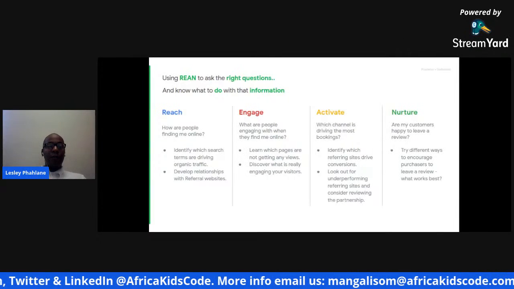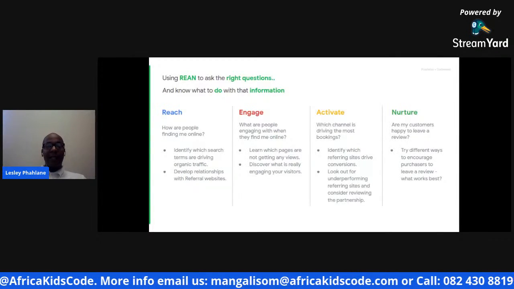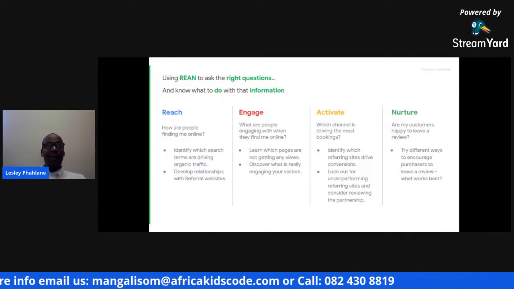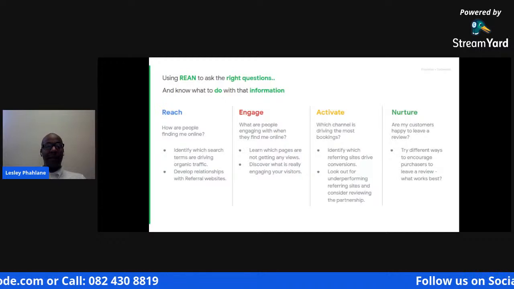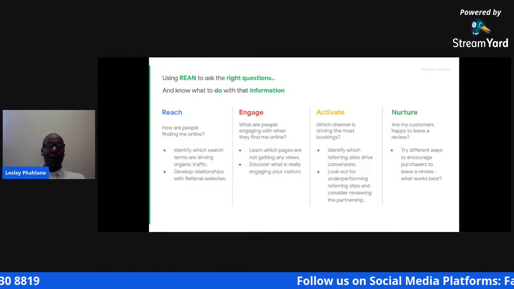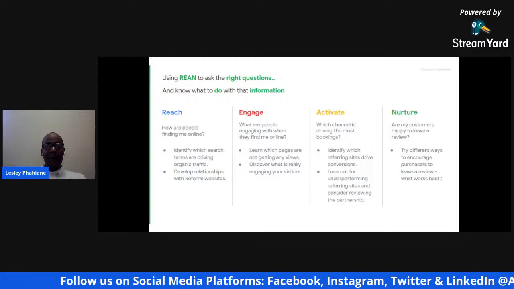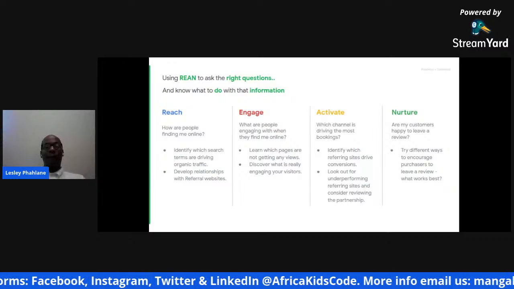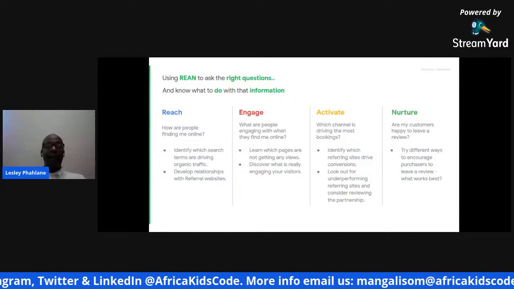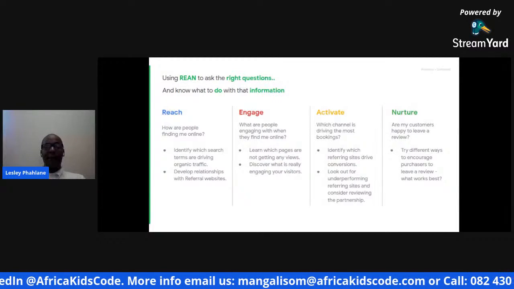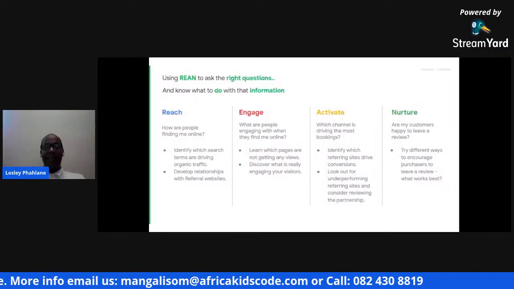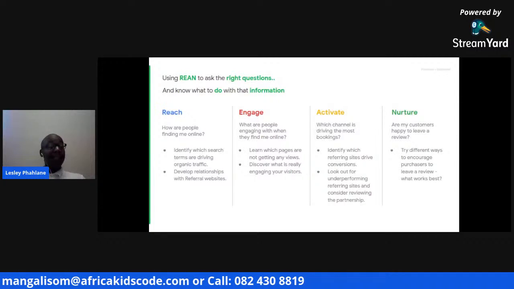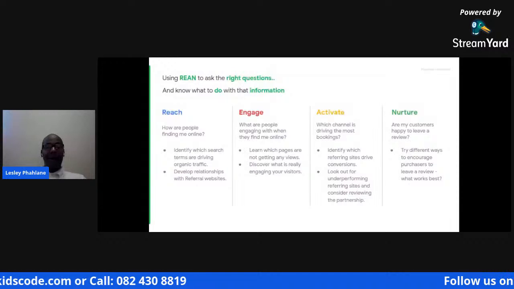And then you also go through Activate. Activate is about which channels are driving the most bookings. You still remember the example of a guest house that I gave earlier: the reason you want a website for a guest house is that you want to know if people are booking your rooms or not. So with Activate, you will identify which referring sites drive conversions.